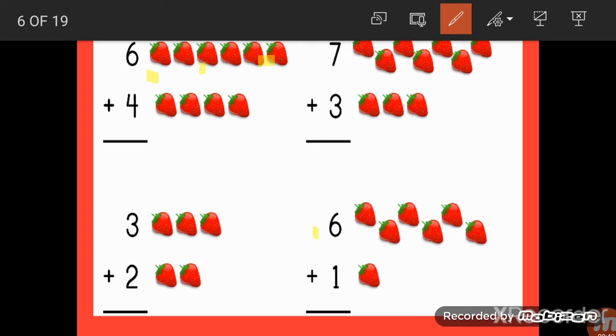Like if you have 6 and 1, you can add 1 2 3 4 5 6. You made 6 strawberries and then you made 1 more. Okay, and when you have to find the answer, you will add them all together. 1 2 3 4 5 6 and plus 1 is 7. So your answer will be 7.